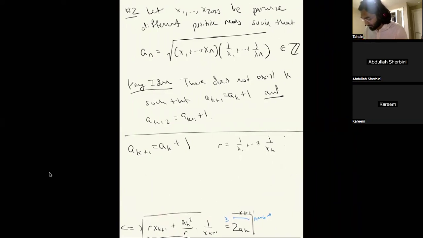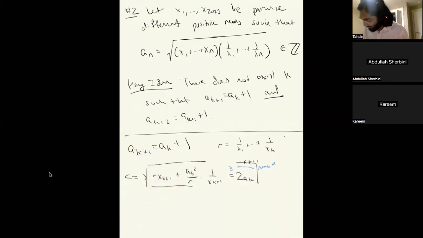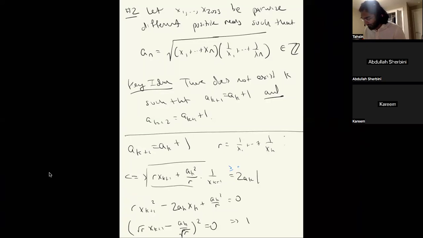So the point is, you have this. When you try to solve for xk plus 1, at least what you should do is say: r xk plus 1 squared minus 2ak times xk plus ak squared over r is equal to 0, which becomes square root of r xk plus 1 minus ak over square root of r, squared, equals 0. And so xk plus 1 equals ak over r.